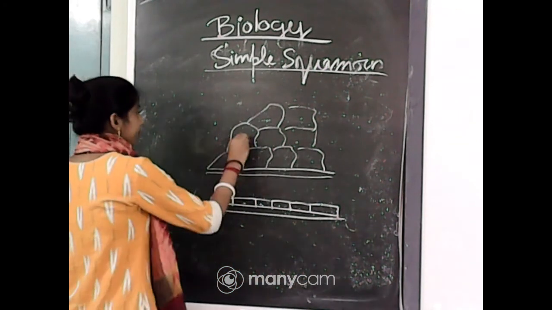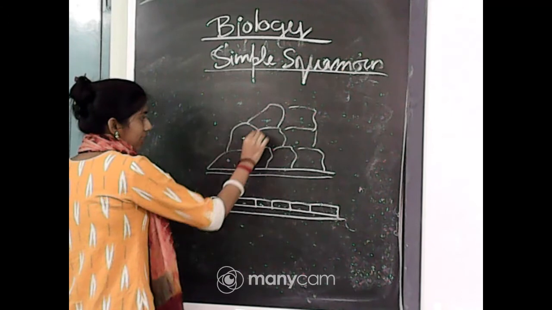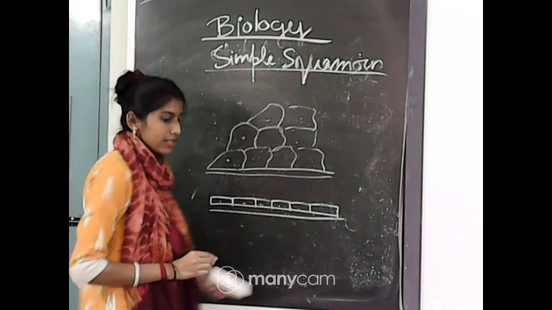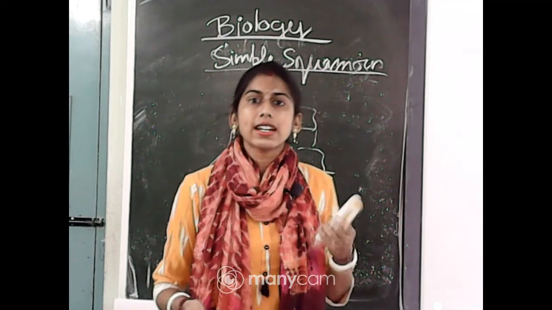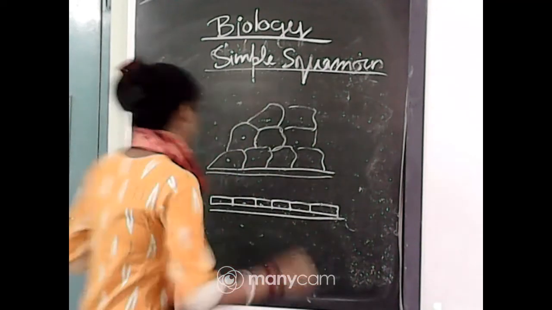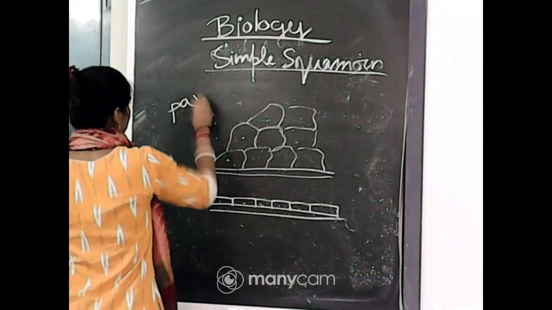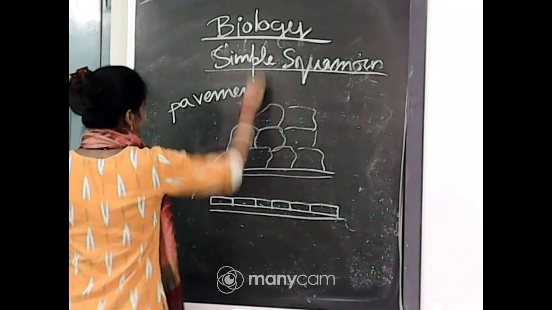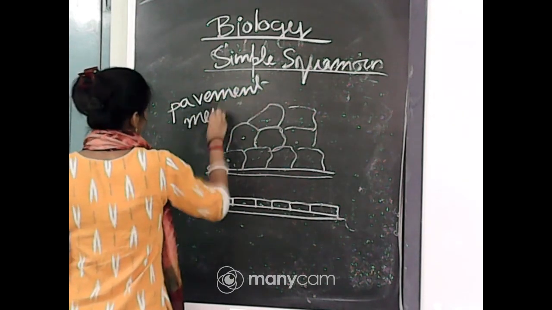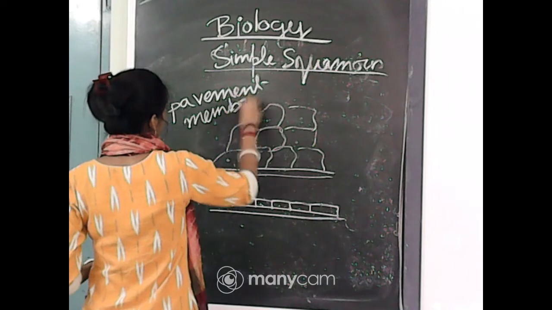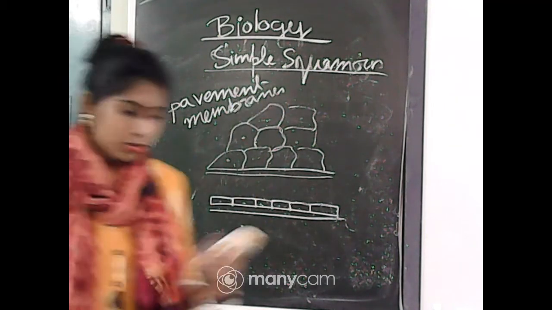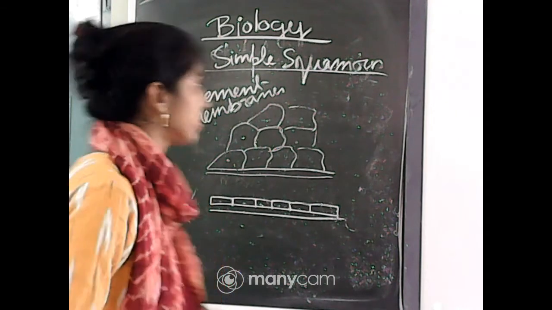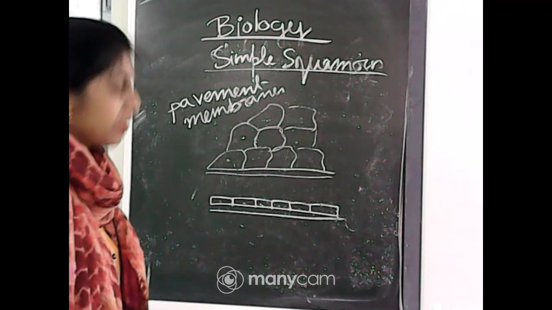The edges of the cells of these tissues are closely attached like tiles. That's why it is called pavement epithelium, as their edges are attached or fit like tiles. It forms like a floor of tiles. That's why it is called pavement epithelium.